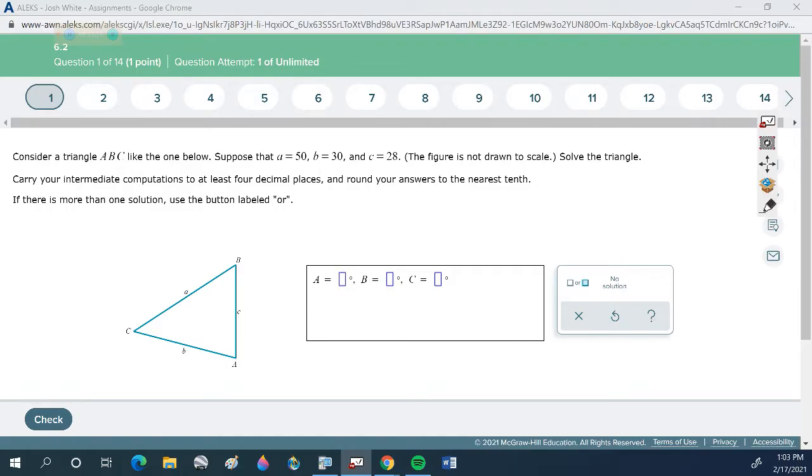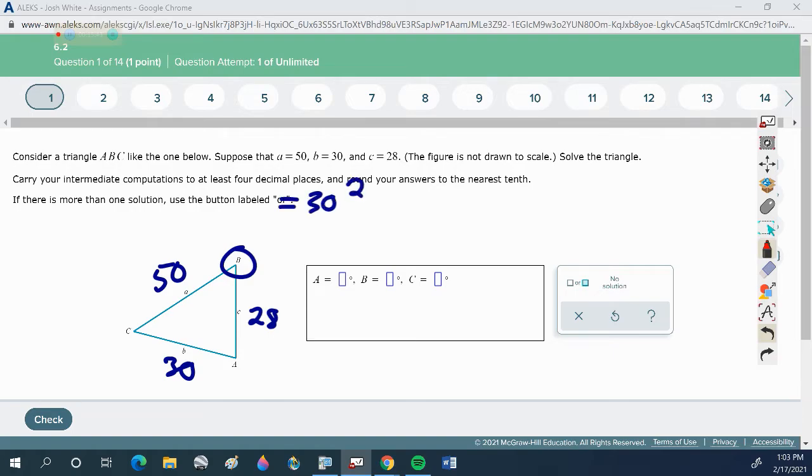So here's a triangle. A is 50, B is 30, and C is 28. So it doesn't matter which angle you start with. So let's start with B. And that means that will equal 30 squared. Okay? So 50 squared plus 28 squared minus 2 times 50 times 28 times the cosine of B.